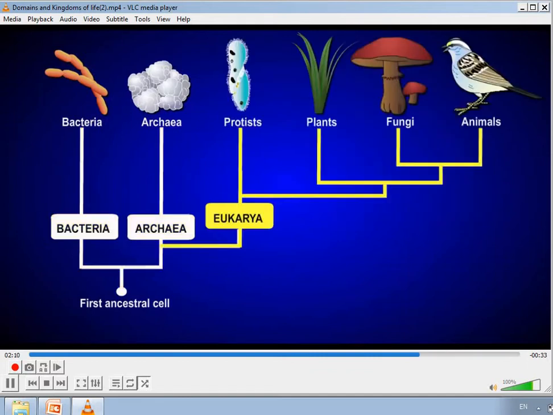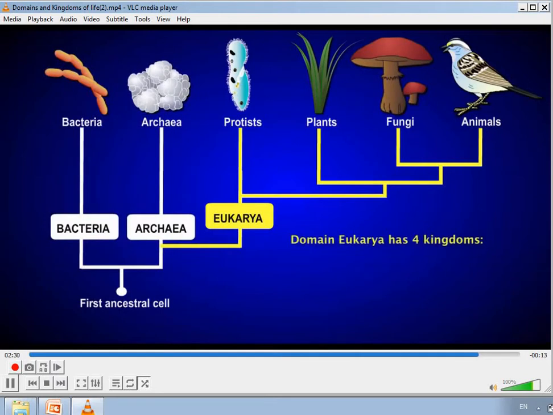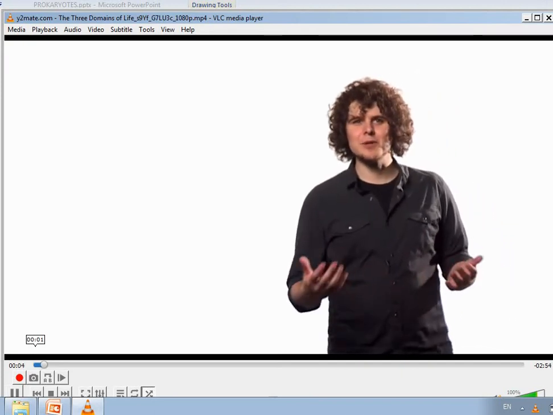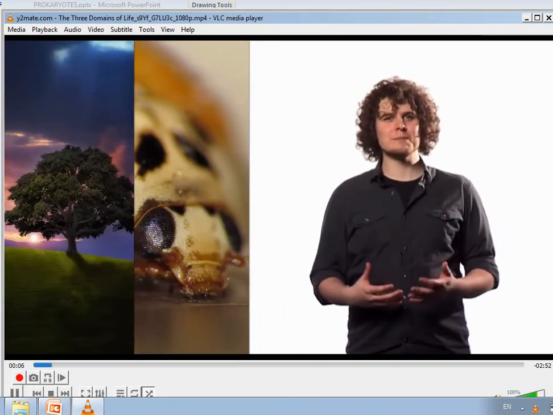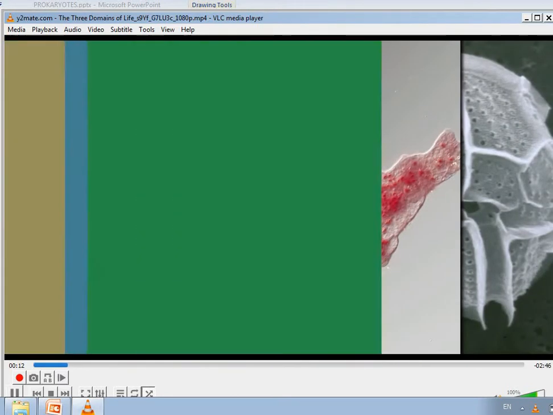The final domain, domain Eukarya, includes the eukaryotes, or organisms that have a membrane-bound nucleus. In addition, most eukaryotes have internal organelles, such as mitochondria and chloroplasts, and, in general, eukaryotic cells are much bigger than the prokaryotes. Domain Eukarya is subdivided into four kingdoms: the protists, plants, fungi, and animals. They come in all shapes and sizes, from complex multicellular organisms, such as green plants and animals, to tiny single-celled species, including amoeba and some algae.